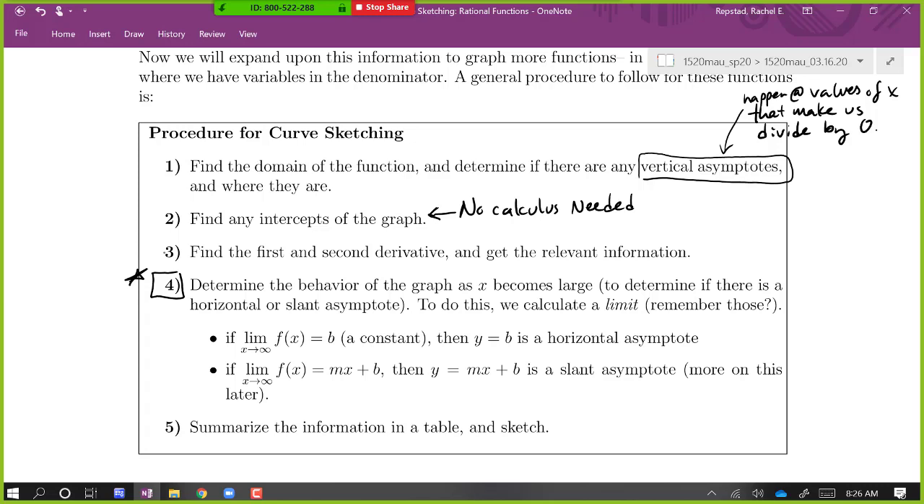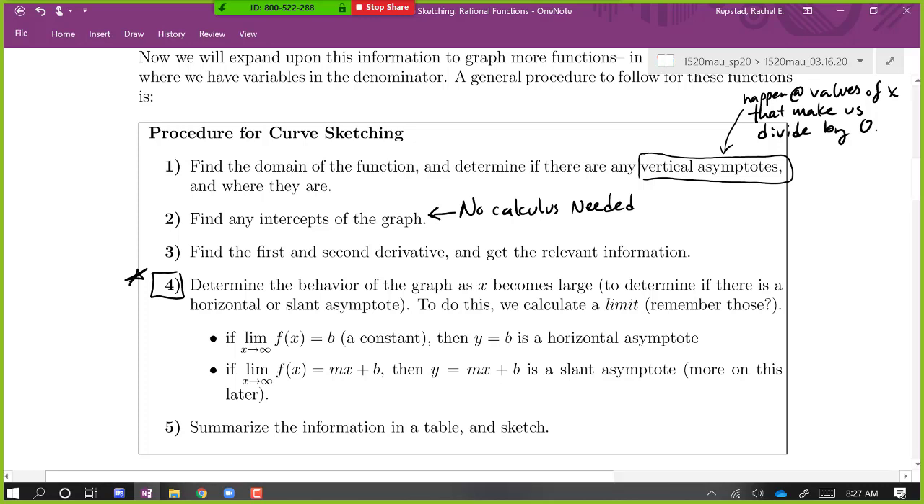We get different kinds of behavior with these rational functions. Sometimes we'll get a leveling off behavior. Sometimes it'll grow to infinity, but in a linear fashion. So in order to figure out what your function's doing, we take the limit as x approaches infinity. If the limit as x approaches infinity is some constant, then we get a horizontal asymptote at that constant. Your graph just sort of levels off and starts approaching that value.